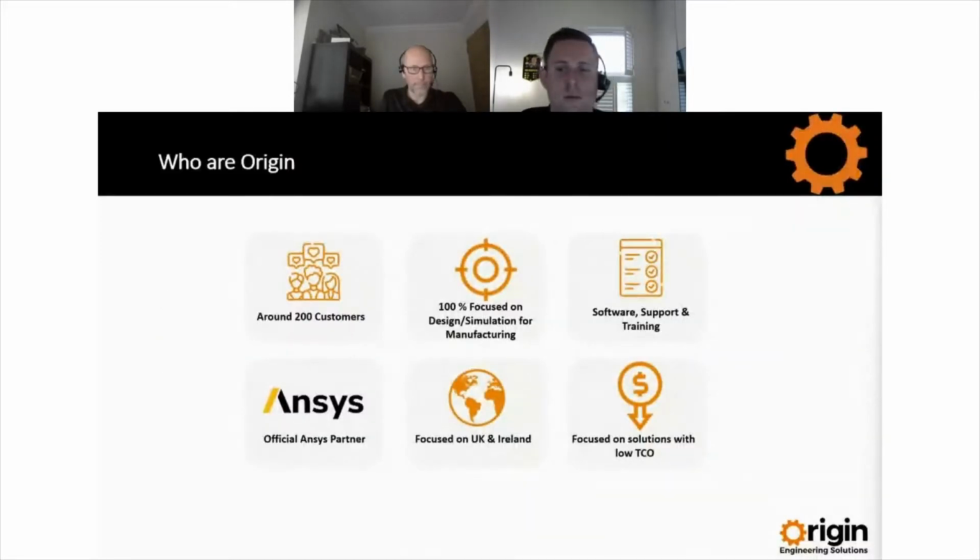So Origin have around 200 customers, all of whom are in the manufacturing space. I think what's unique about Origin is that we are focused on the design side and advocating for simulation much earlier in the design process. We know that most companies will do simulation or perhaps outsource it, but typically that's later in the product development cycle. And we think by not utilizing it earlier, companies are missing out on the potential time and cost savings.